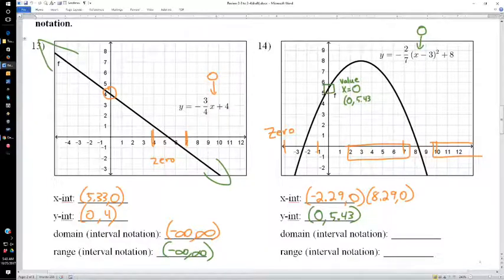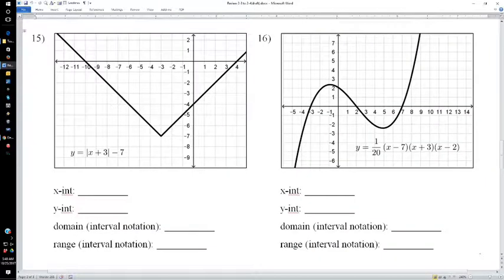Your domain, still all real numbers. That hasn't changed. Your range, however, has. It goes down forever, but it stops right there at 8. So I want everything below 8. Now remember, in interval notation, we put the lowest point first and then the highest point second. So in this case, the lowest point is negative infinity, and the highest point is 8. It's parentheses, and the 8 is included, so it gets a bracket. Okay? Let's keep moving.